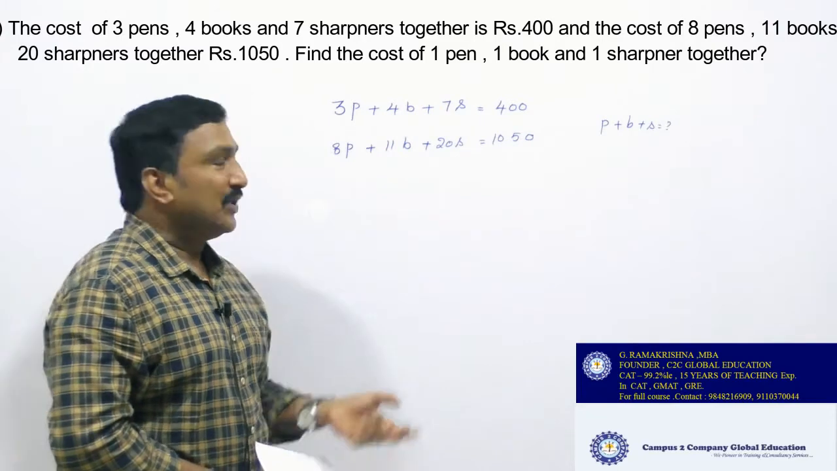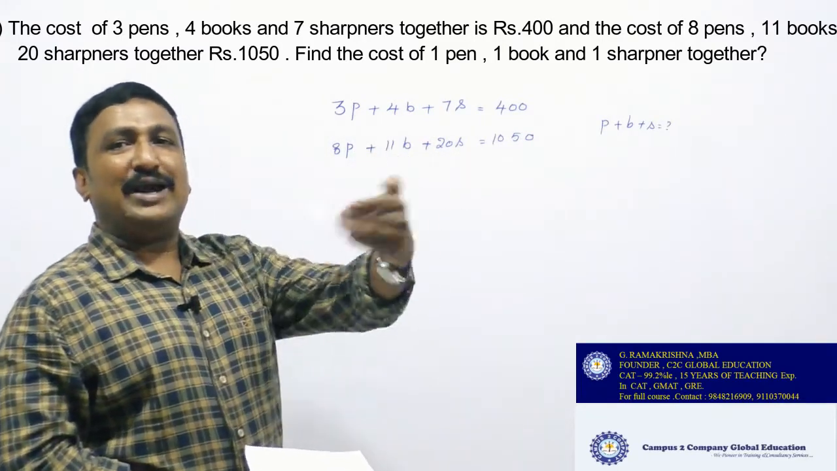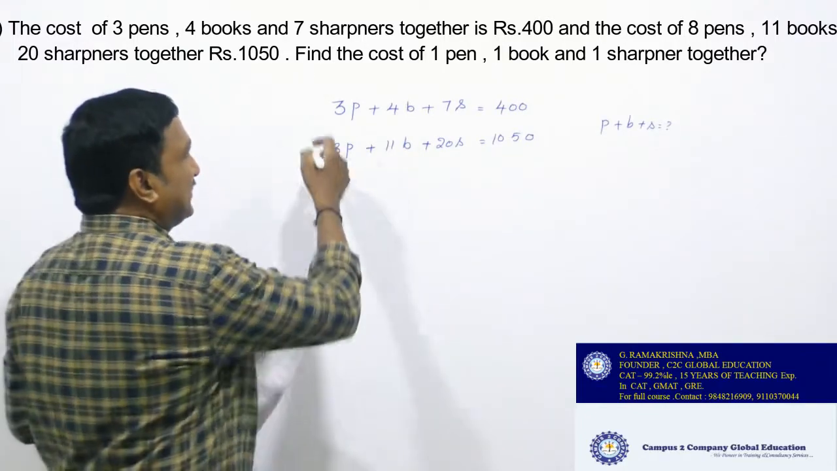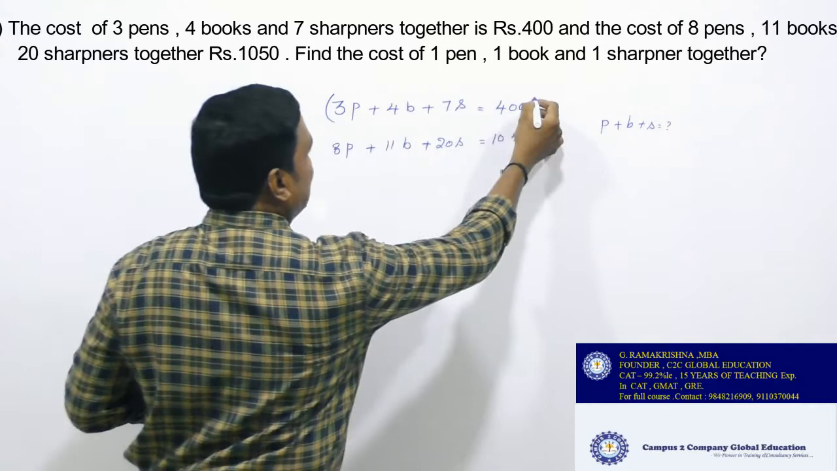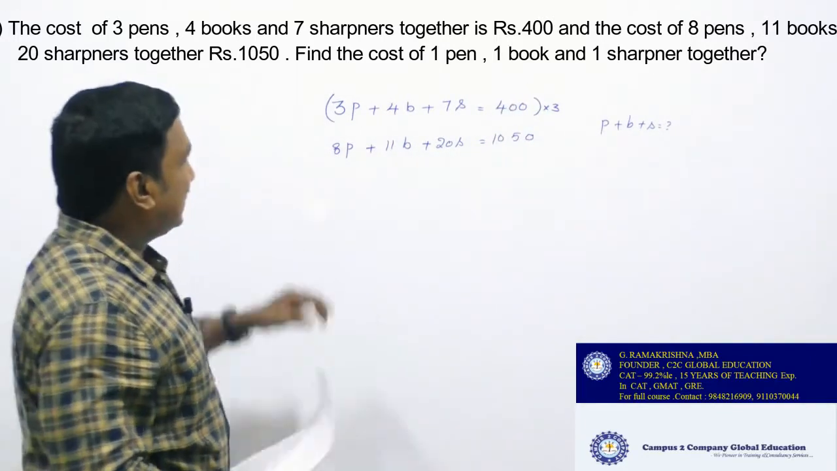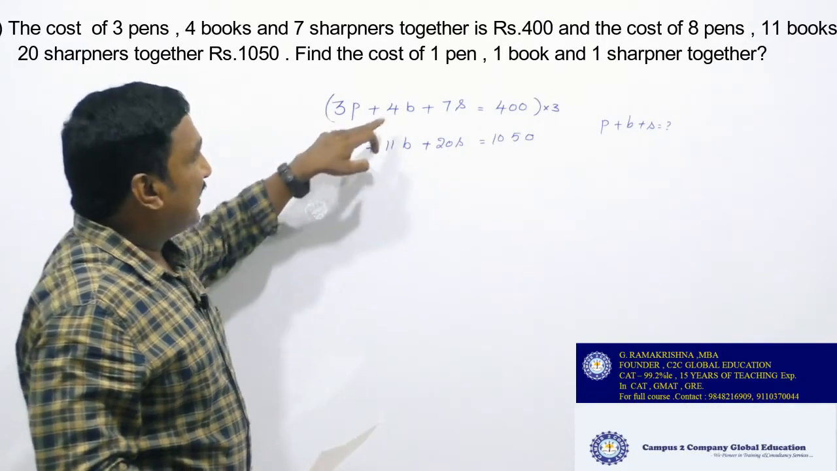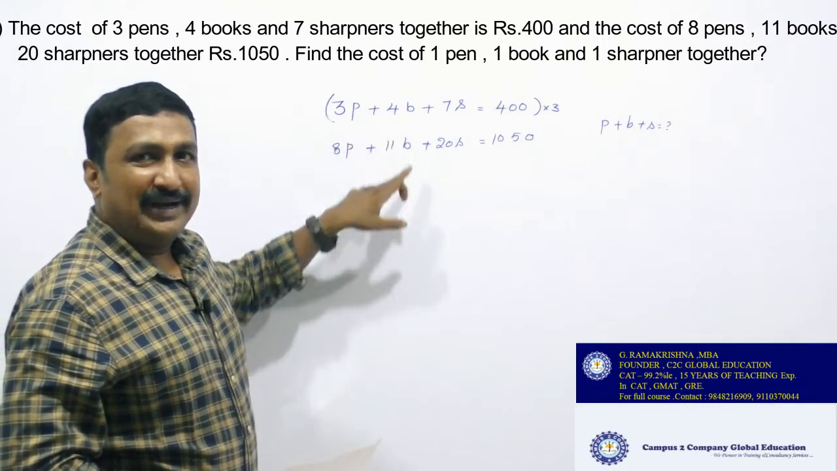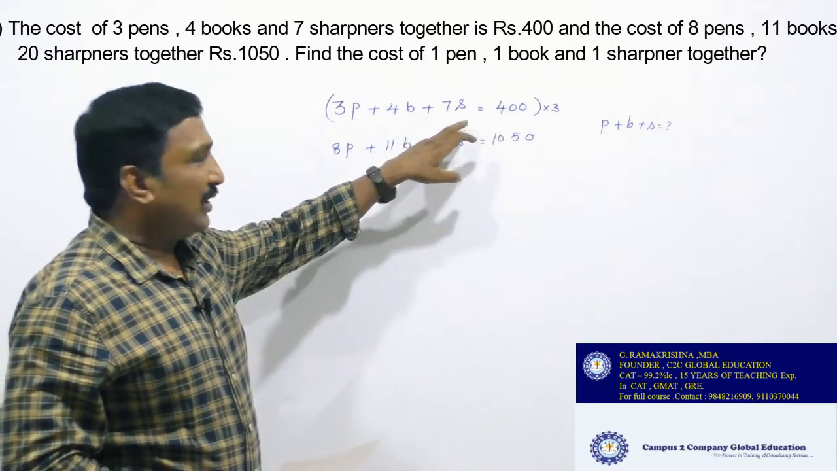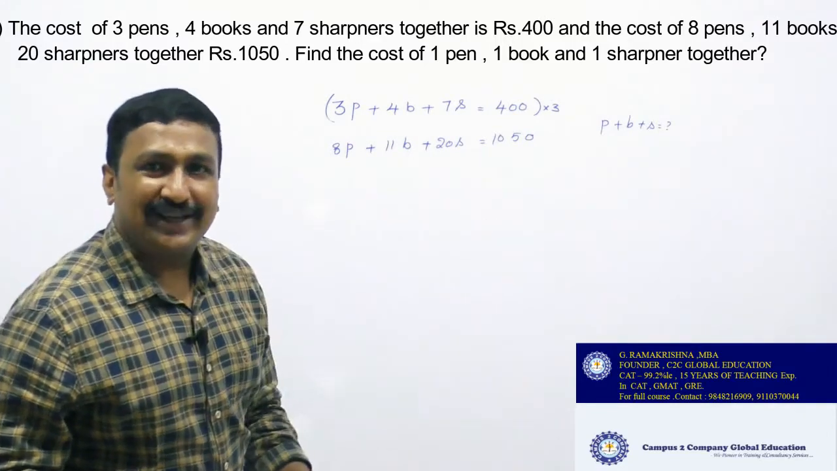Then what will we do? We have to multiply one of the equations by some constant and subtract. By trial and error, I will multiply the first equation by 3. Why multiply by 3? 3 3s are 9, 9 minus 8 is 1. 3 4s are 12, 12 minus 11 is 1. 3 7s are 21, 21 minus 20 is 1. So all 3 variables' coefficients are equal.